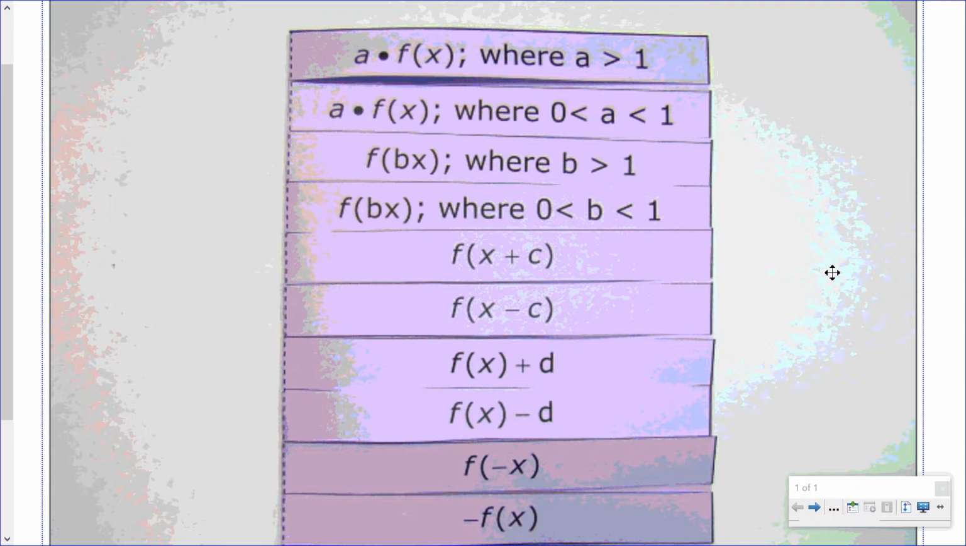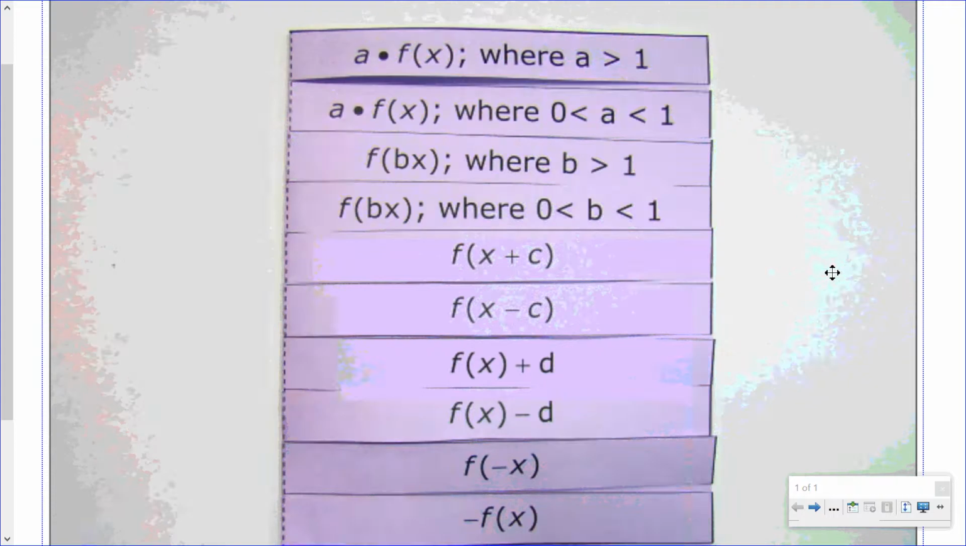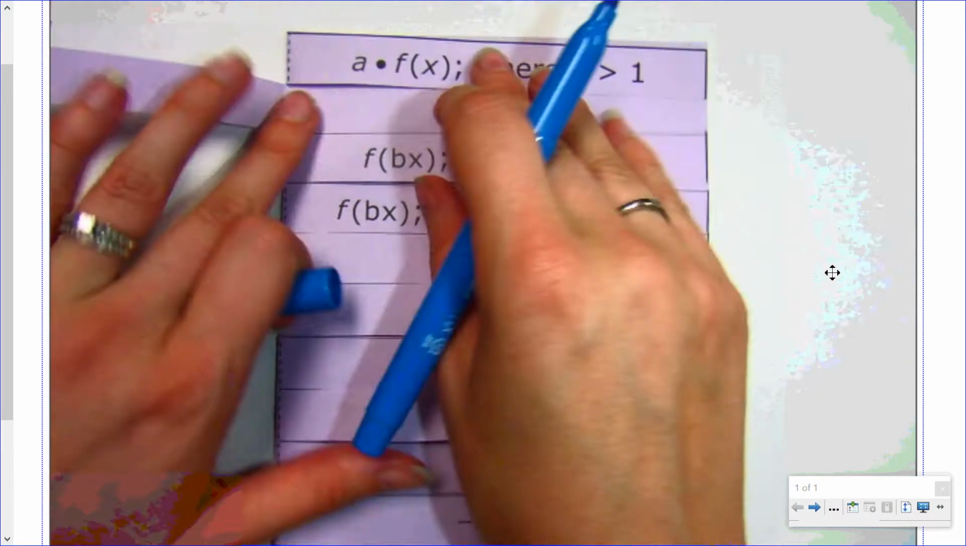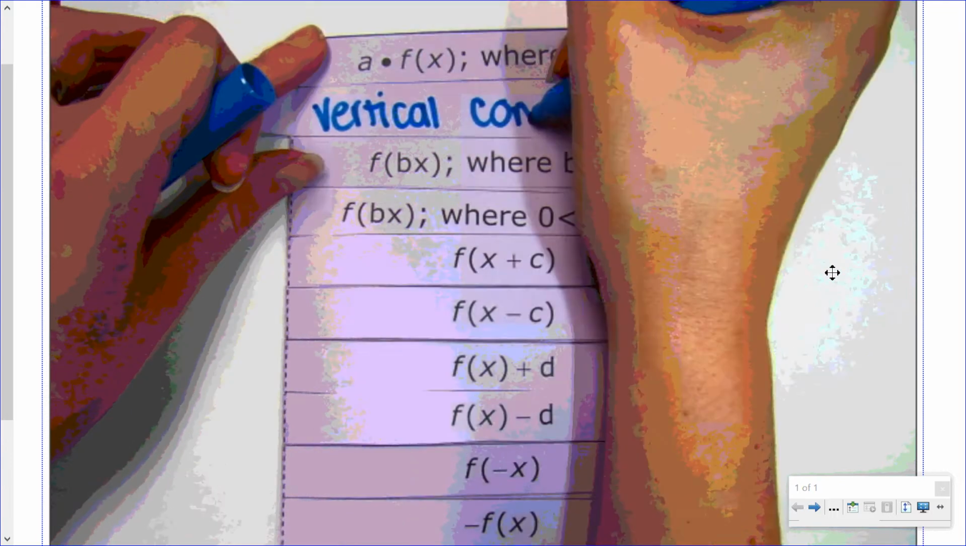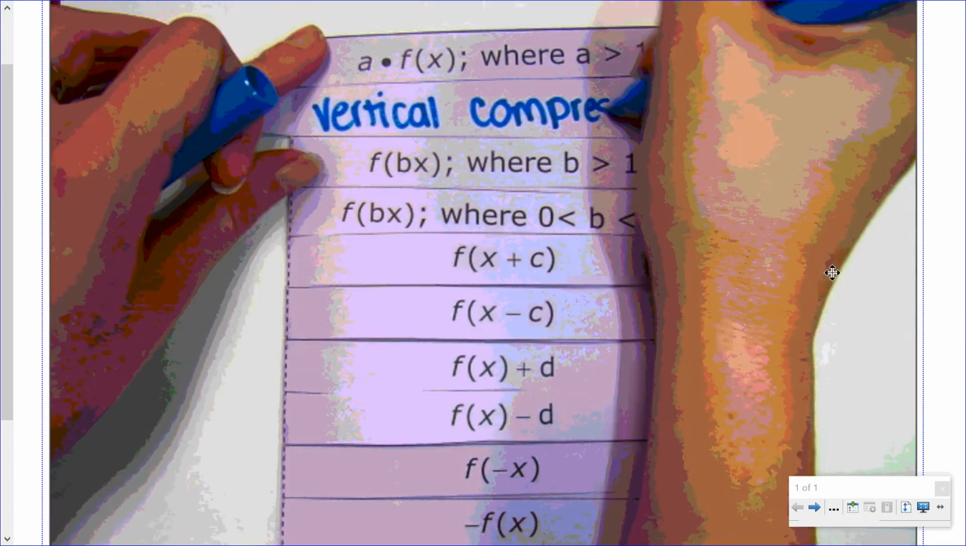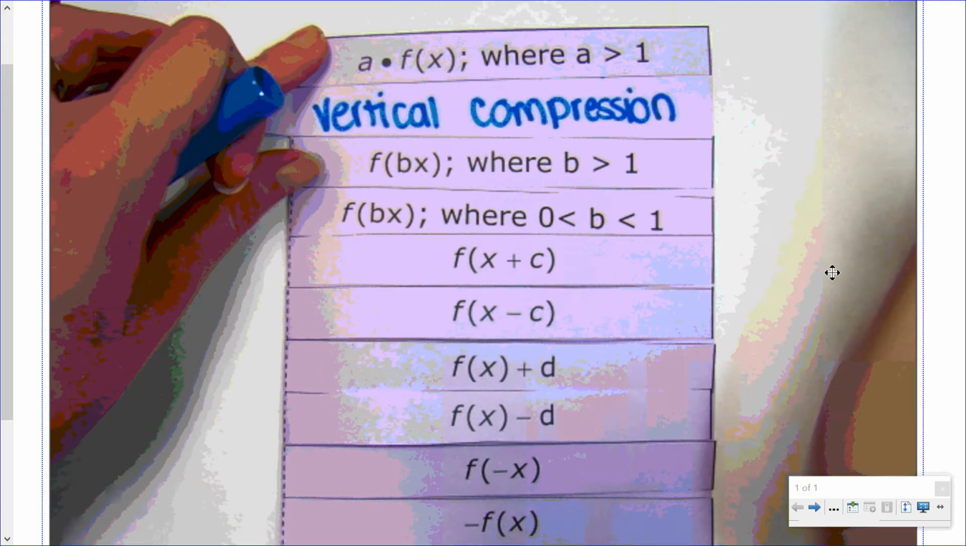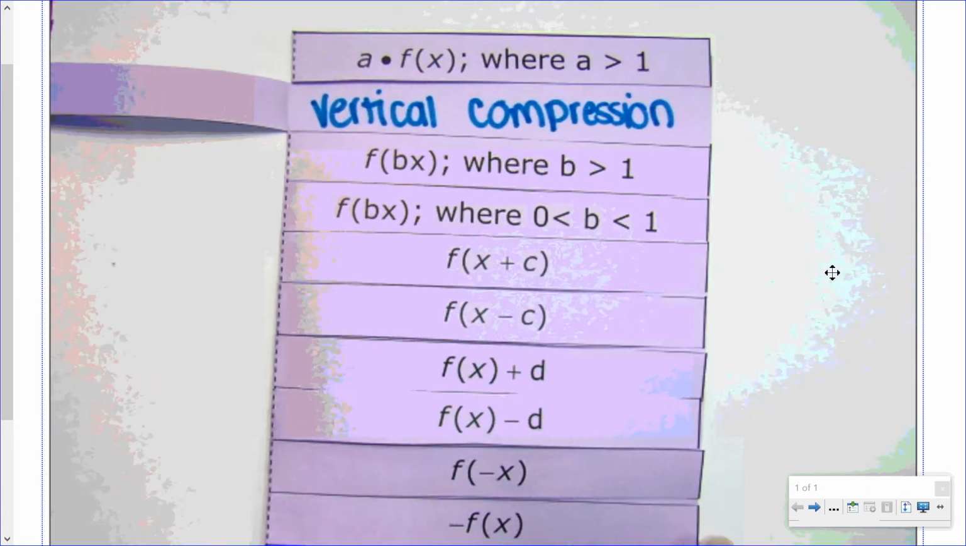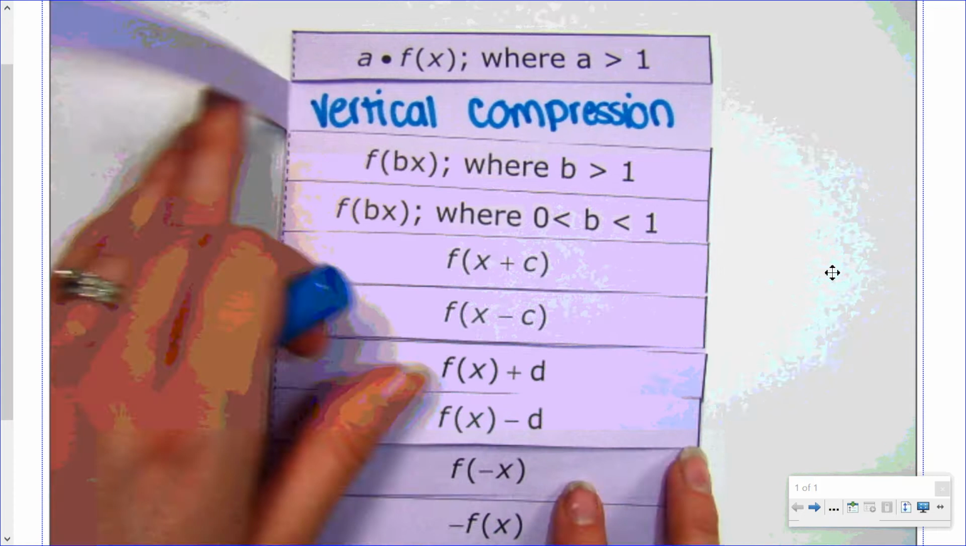When this happens, once again, I have a vertical change, so I'm going to stick with my blue color here. But now I have a vertical compression. It's going to appear that my function, what we called in my class, actually shrinks. It gets pressed together.